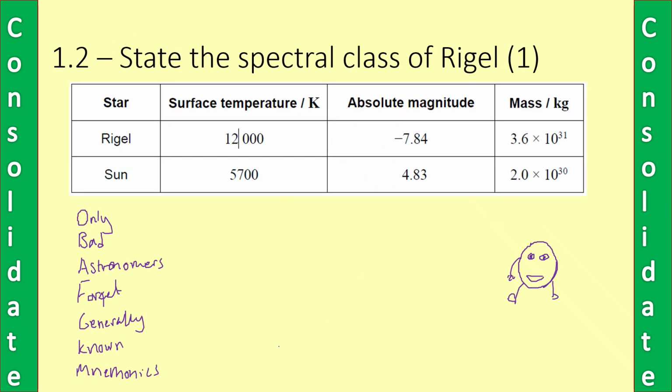Okay, another 1 marker, we've got to say the spectral class of Rigel. And you just, quite simply, you just have to learn the table on spectral class in the specification. Here's the mnemonic we've used. So only bad astronomers forget generally known mnemonics. And then obviously we need to remember some information within that. So the temperature of O class is 25,000 to 50,000, and then B class is 11,000 to 25,000. And so Rigel is a B class star.